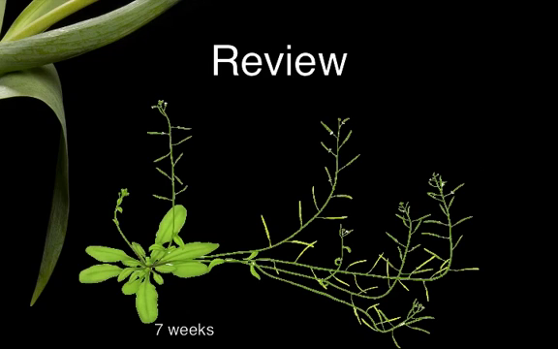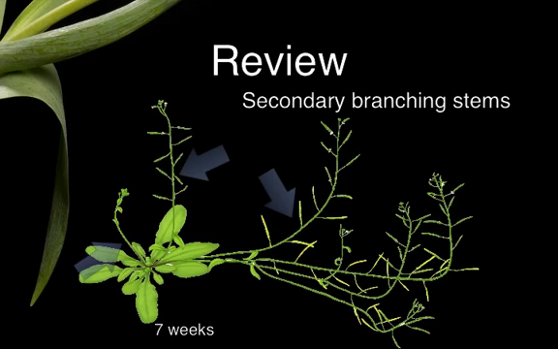Next we have a plant that is around 7 weeks old. The secondary bolting shoots are indicated by the blue arrows. These bolts come from the rosettes and are considered secondary because they arrive after the primary bolting stem. Most likely the primary bolting stem in this picture would be the longest stem, indicated by the gray arrow.